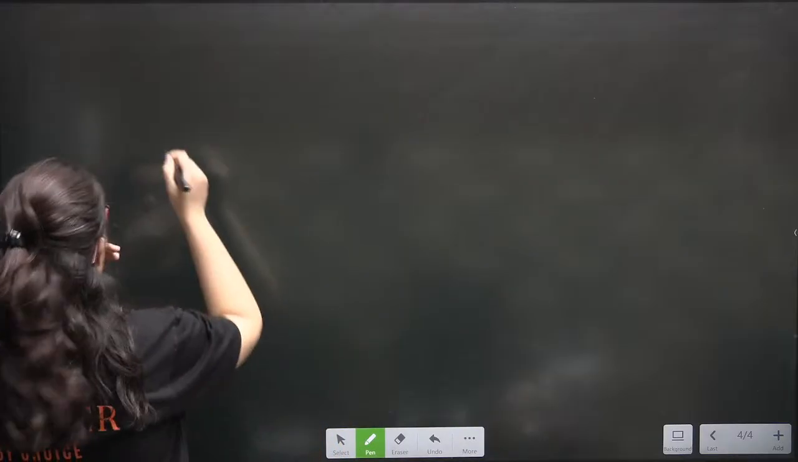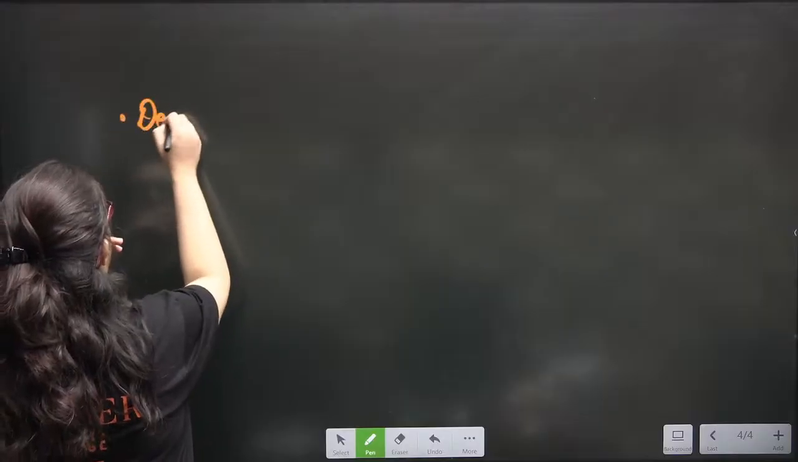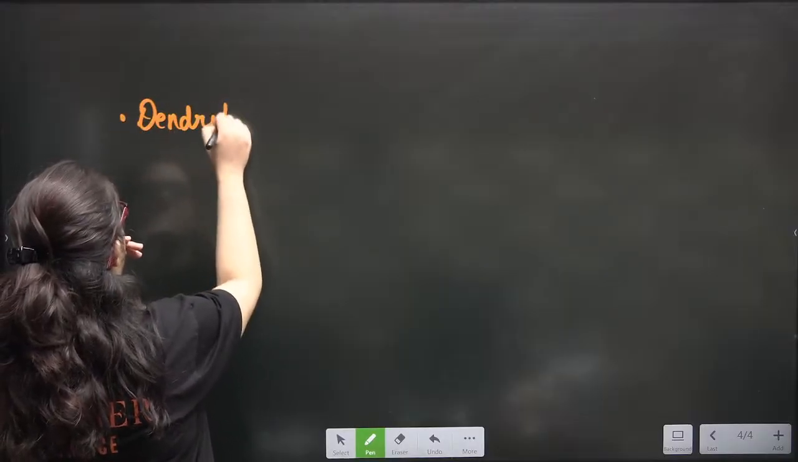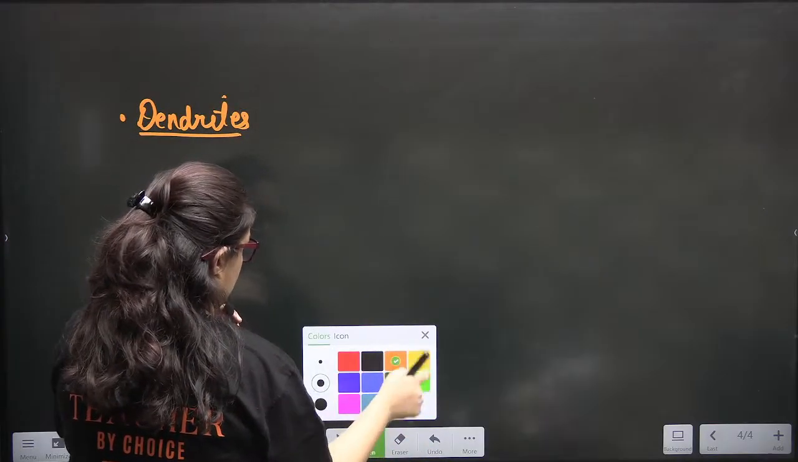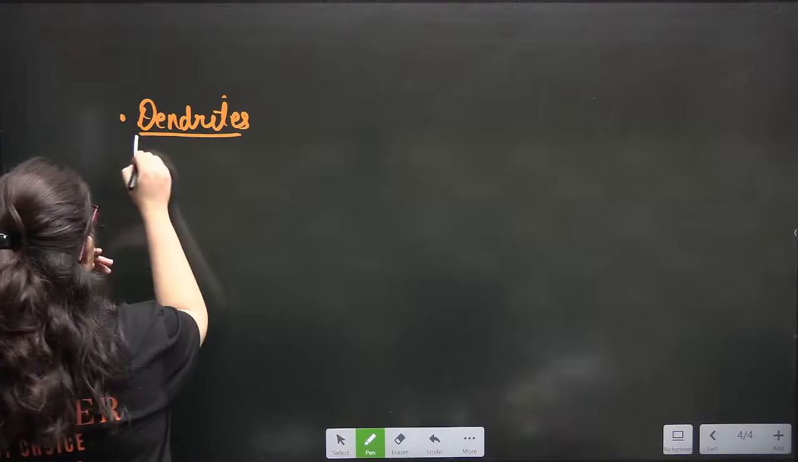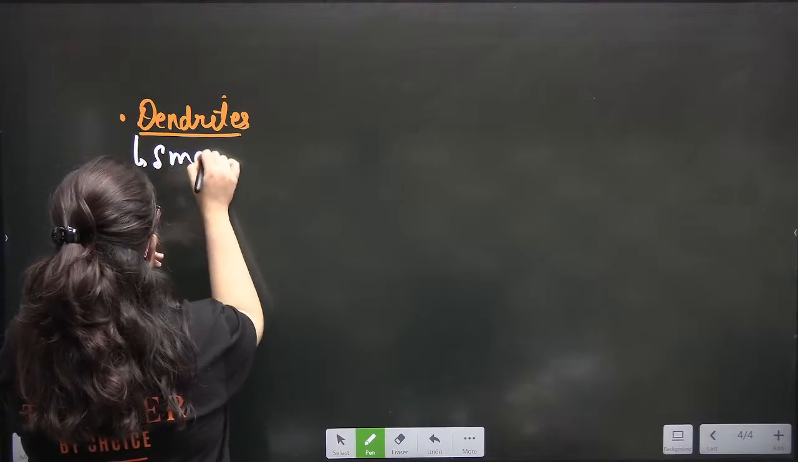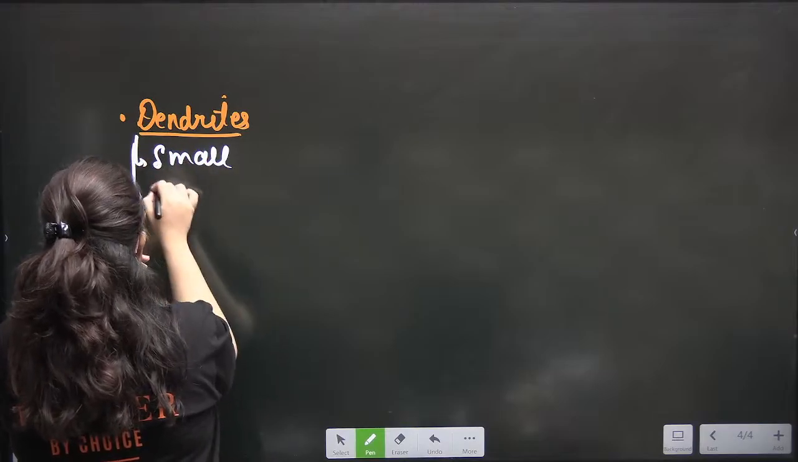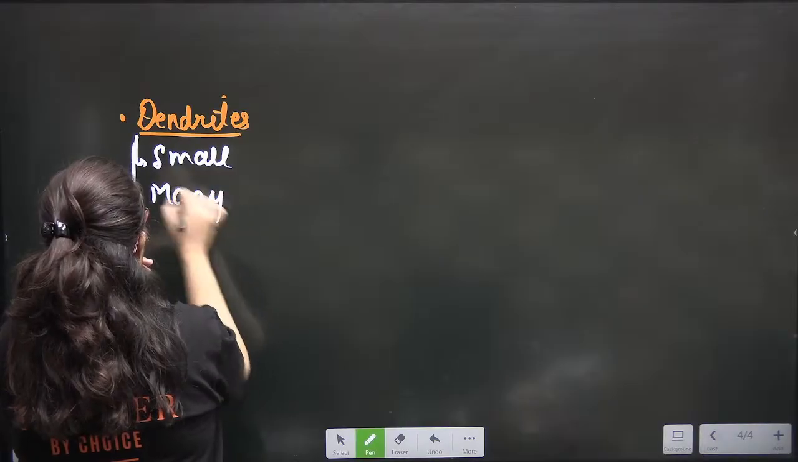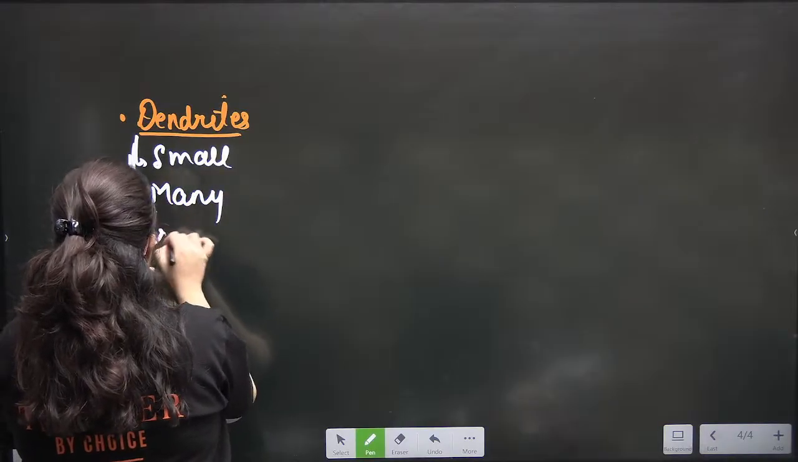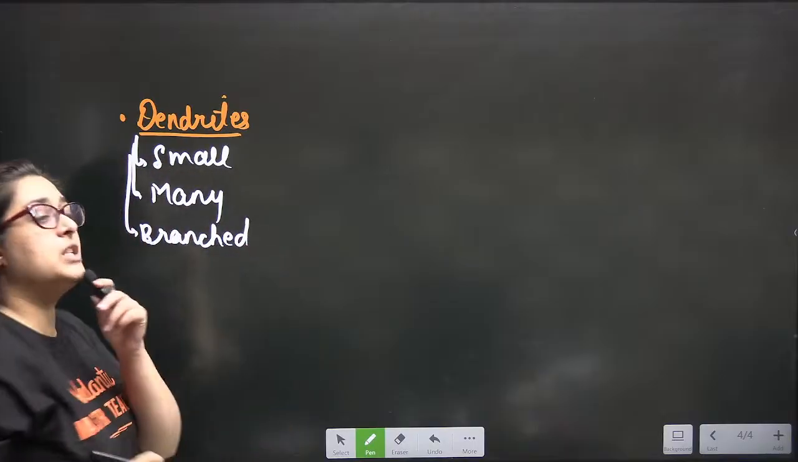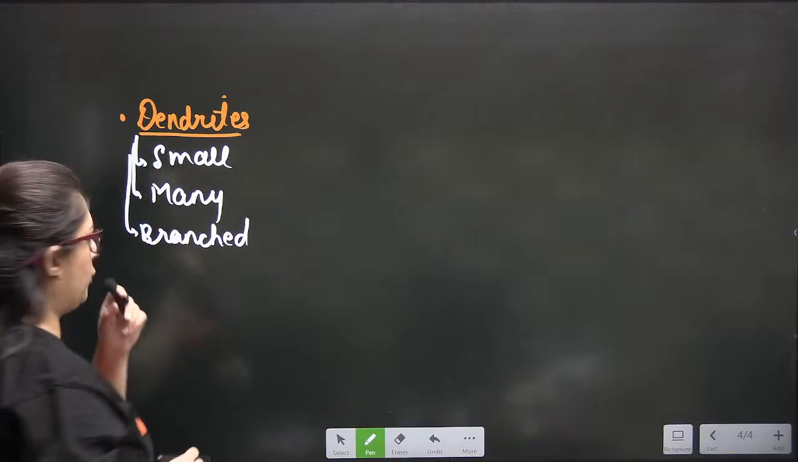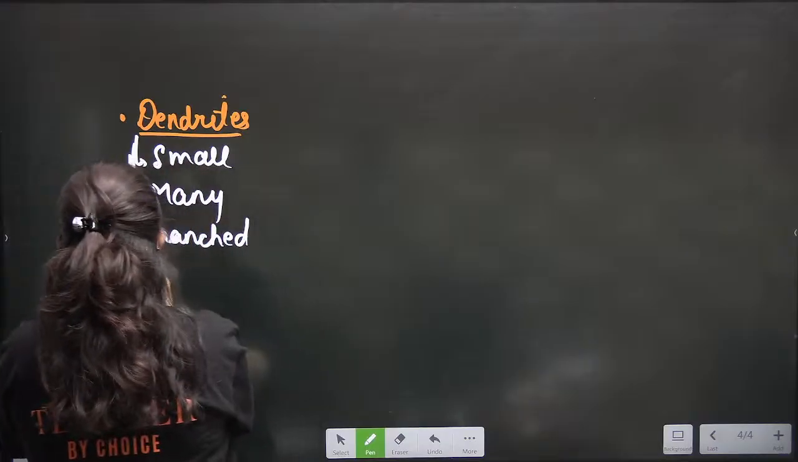Now, dendrites. These are small, many branched processes which actually receive the stimulus from the sense organ. Okay?